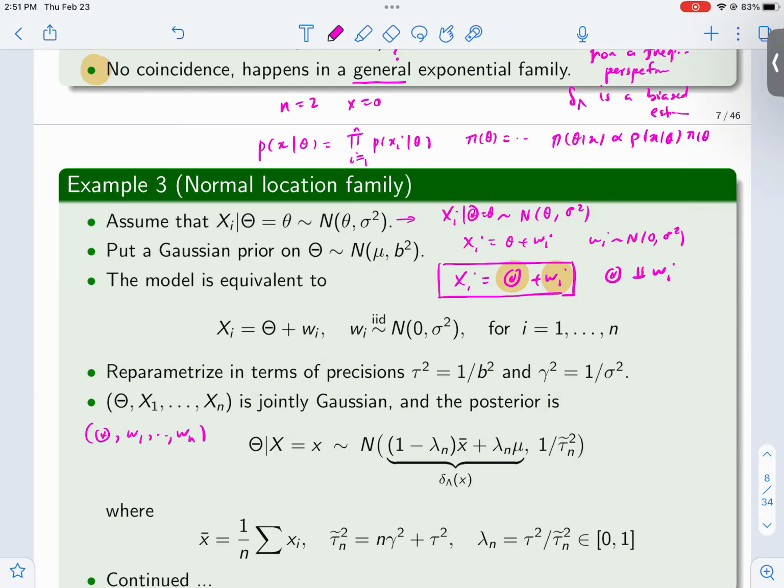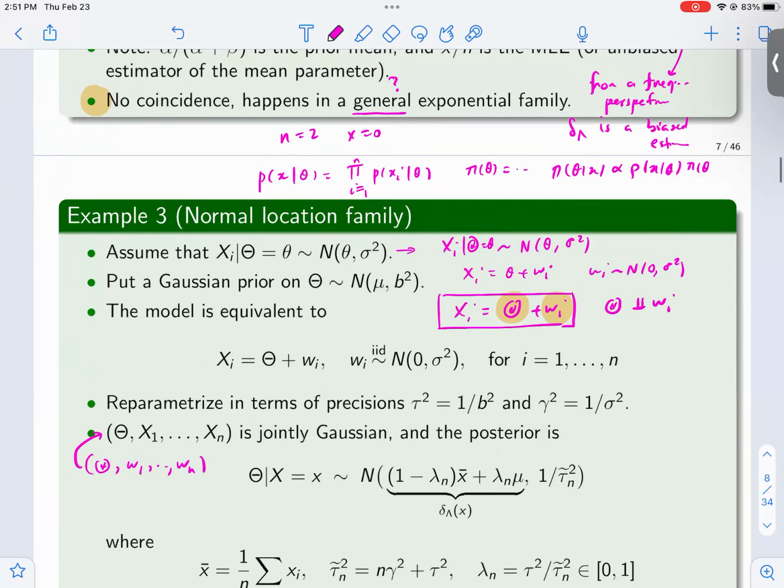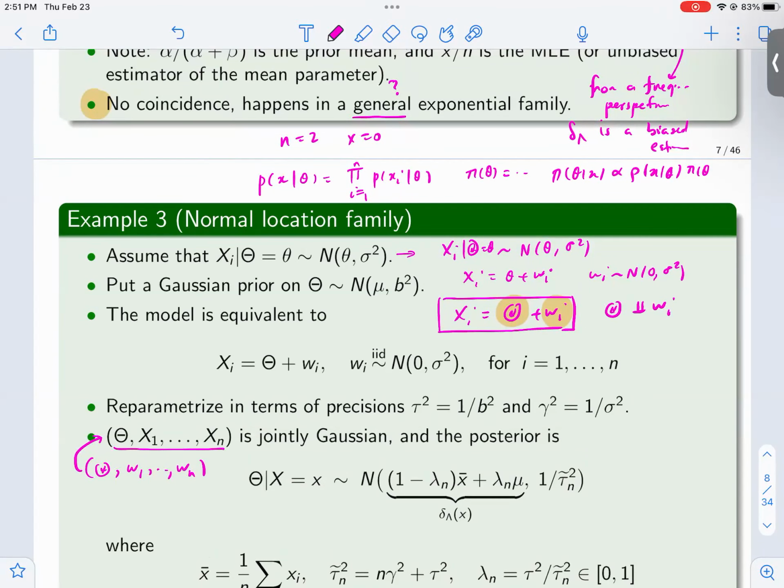And then theta and x1 up to xn is a function of this vector. So you can write what the function is, like a linear function. And so this would be jointly Gaussian. And then once you have a jointly Gaussian family, you can figure out the conditional distribution of any part given anything else. There's a nice formula in terms of the covariance matrix and stuff.